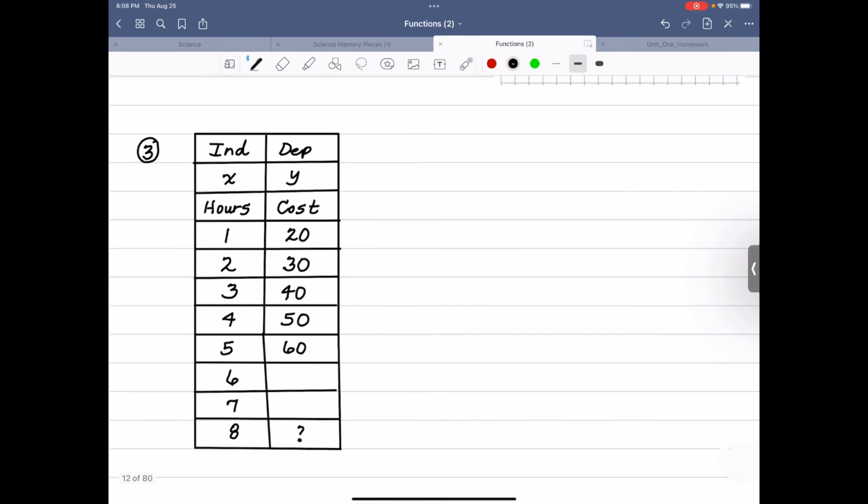So to do that, I don't have slope, but I have points galore. So the first thing I'm going to do is find my slope. And say it with me. M equals y sub 2 minus y sub 1 over x sub 2 minus x sub 1.